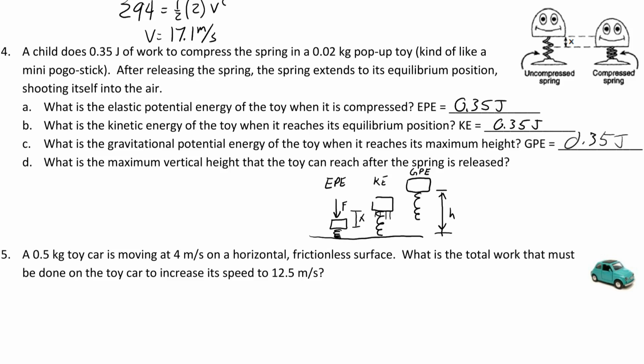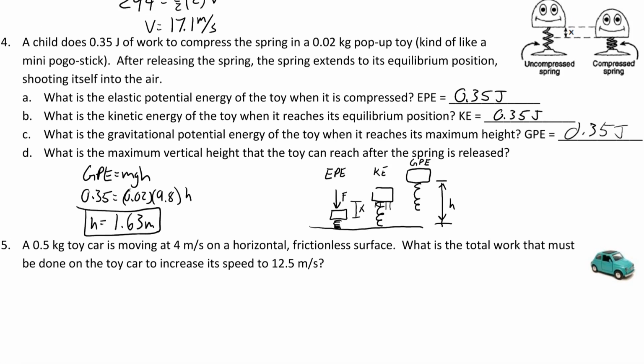So now we have GPE is equal to mgh. 0.35 is equal to the mass, which they tell you is 0.02 kilograms, times 9.8, and we're looking for the height. You do the math, and you get a height of 1.63 meters. So that's actually pretty tall, over 1.5 meters. Think of 1.5 meter sticks. All right, pretty good. Let's do number 5.